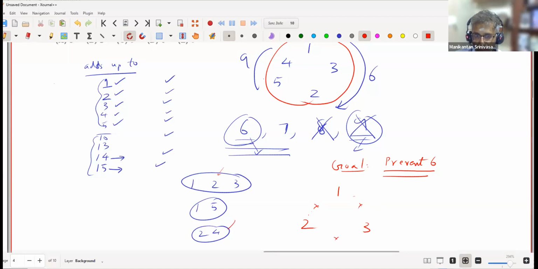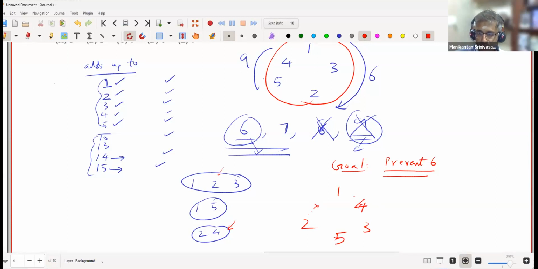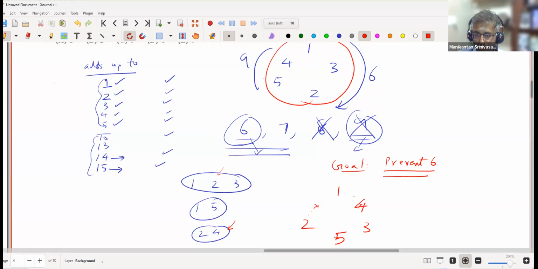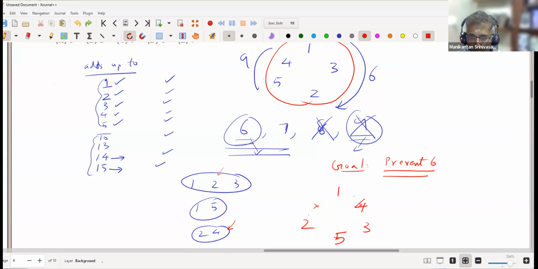But 4 cannot be close to 2, which means I obviously have to put 4 here only. And then 5 cannot be close to 1. Therefore, I obviously have to put 5 here only. So the only way I can block 6 is by an arrangement like this: 1, 4, 3, 5, 2. I can arrange it neatly in a circle, but effectively it's 1, 4, 3, 5, 2 going clockwise. This way I have prevented 6. Is this clear, guys?